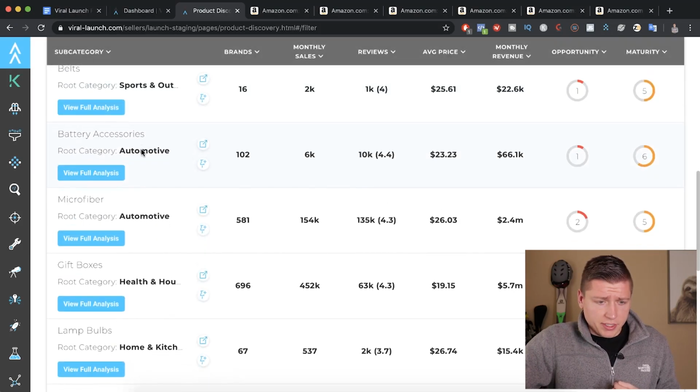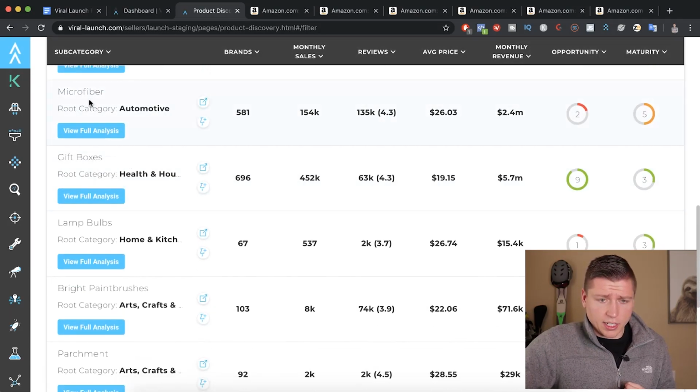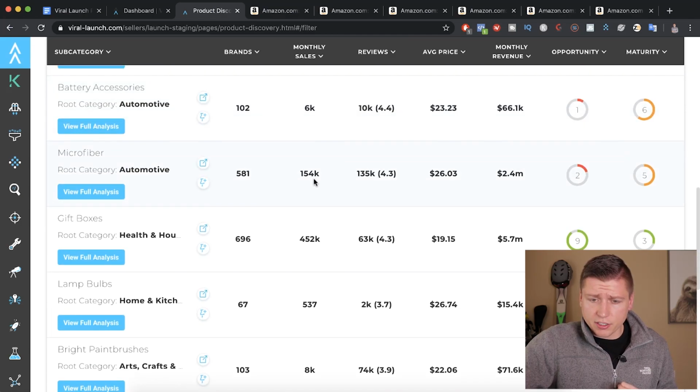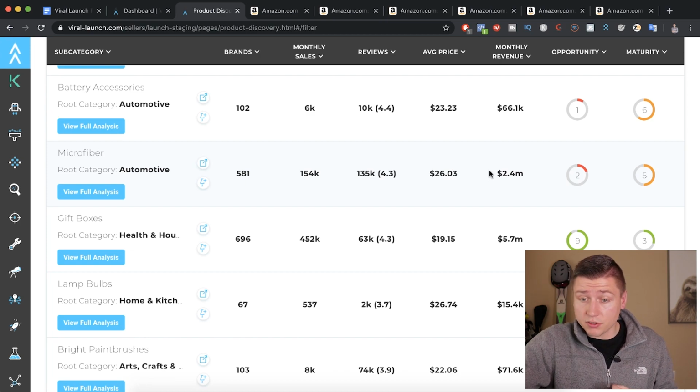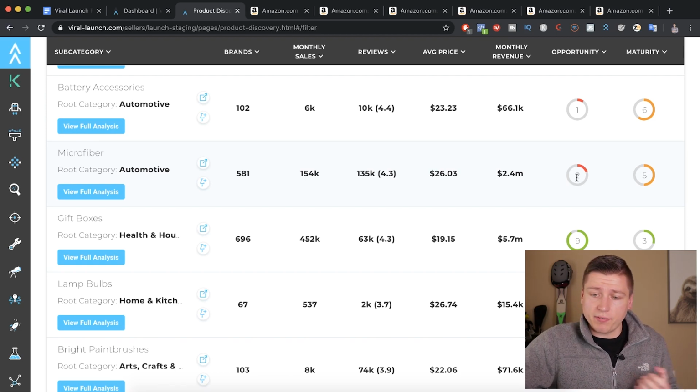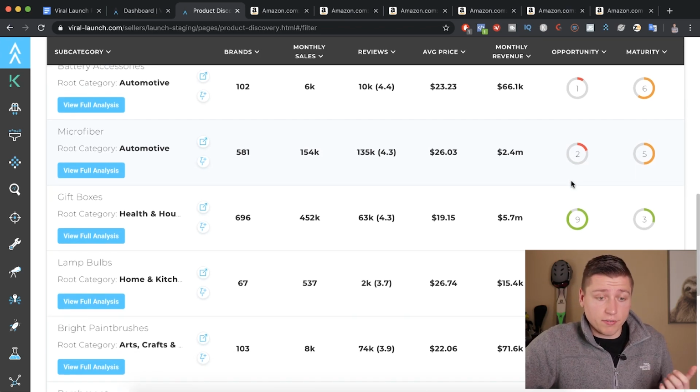Going down, right, guys, battery accessories, microfiber. That's interesting, right? Monthly sales, 154,000. Reviews, 135,000. Average price, $26, which is great. 2.4 million in revenue, right? 2 on the opportunity scale, 5 on the maturity. Maturity just means how long it's been around. Opportunity is this Viral Launch saying what the potential is, right, versus supply versus demand, right? So microfiber is saying opportunity is pretty low in this thing, according to Viral Launch.